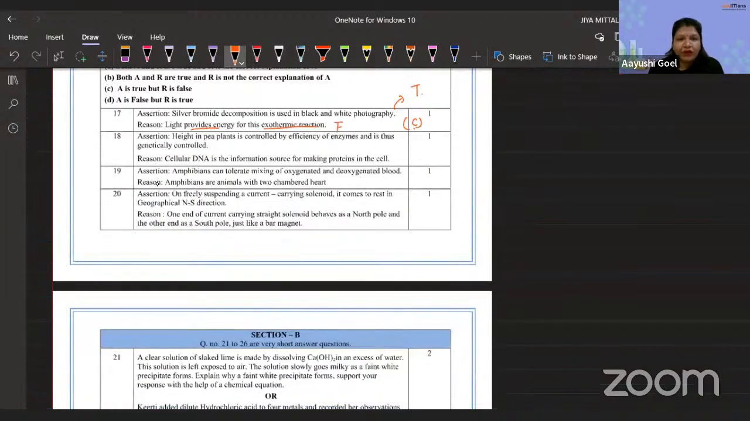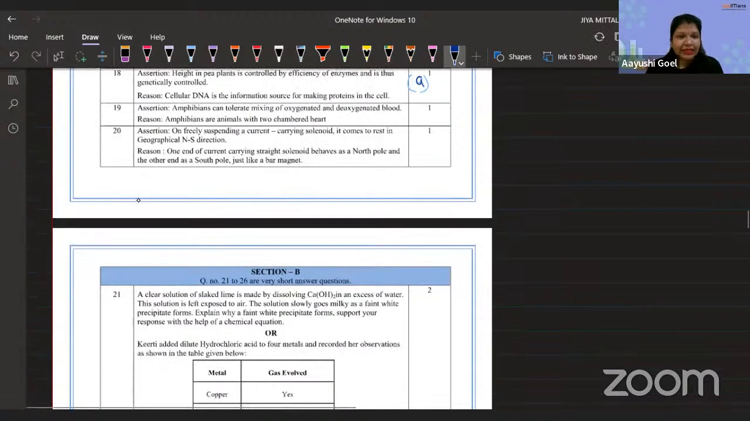Similarly, the height of a pea plant is controlled by the efficiency of enzymes in genetic control. Yes, not only the pea, our height is also controlled by enzymes which are genetically decided by our body. And the genetic decision is taken by the DNA. DNA is the one that says which protein you have to form in your body, and that will influence your different parts. It could be your height, your growth of nails and hair, any characteristic of your body is decided by the DNA. So in this case, A is correct and B is also correct, and B is the correct explanation for this.